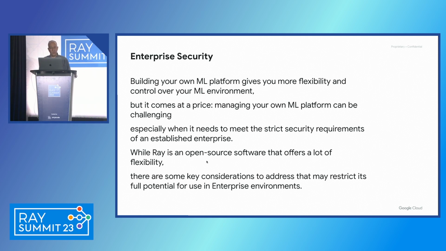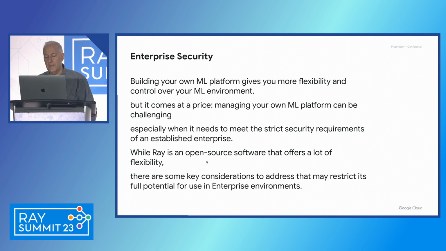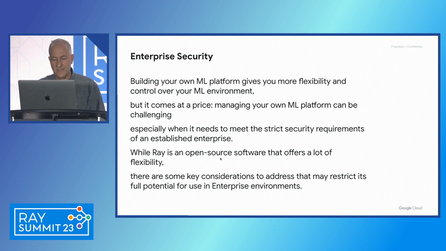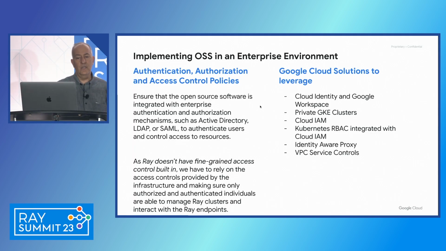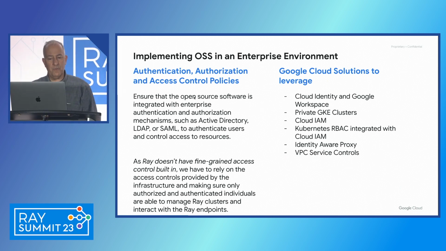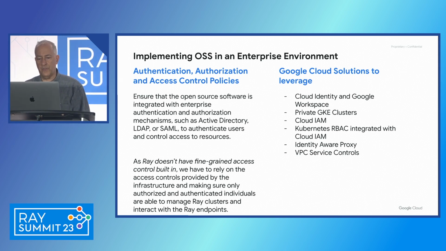So Ray is an open source software. It offers huge amounts of flexibility, but there are some key considerations we need to address. And this may restrict its full potential of use in the enterprise environment if we don't address these things. So we're going to start with authentication, authorization, and access control policies. The first thing we need to do in implementing OSS in an enterprise environment is to ensure that the open source software is integrated with the enterprise authentication and authorization mechanisms. It could be Active Directory, it could be LDAP, it could be SAML. This is used to authenticate users and control access to resources.